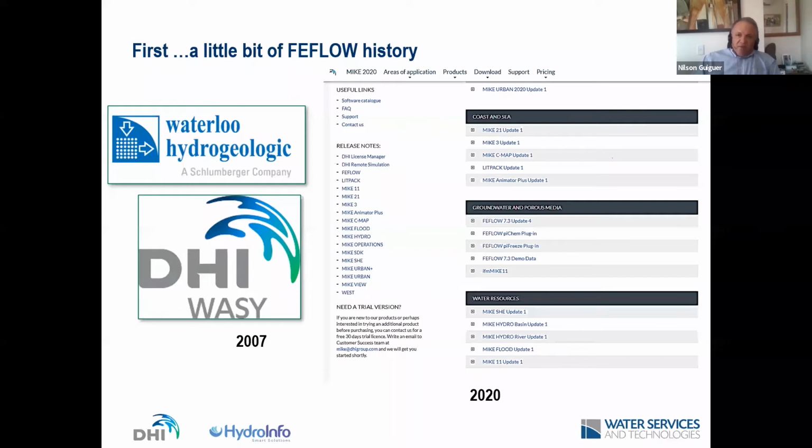In 2007, WASY was sold to DHI, and Waterloo Hydrogeologic was sold to Schlumberger. FeFlow became part of the DHI portfolio, which has a whole variety of software for all aspects of water. It has very powerful software packages, and it was a nice fit to have such a powerful groundwater model in their portfolio. Up to this date, FeFlow is being strongly developed and supported, and it's very important when choosing a package to know that the package will be there for years to come. Every year they have great news on developments of FeFlow.